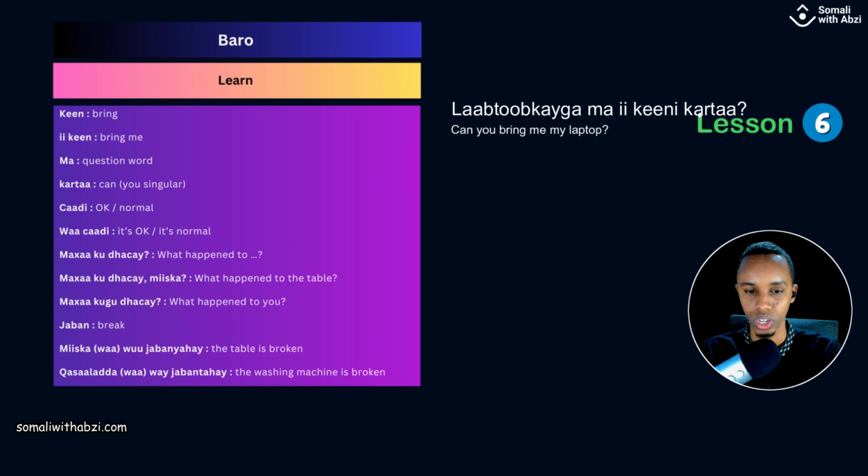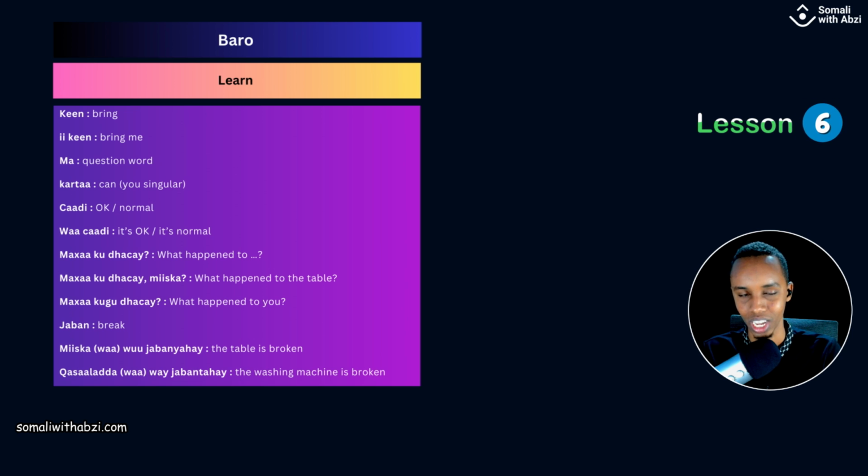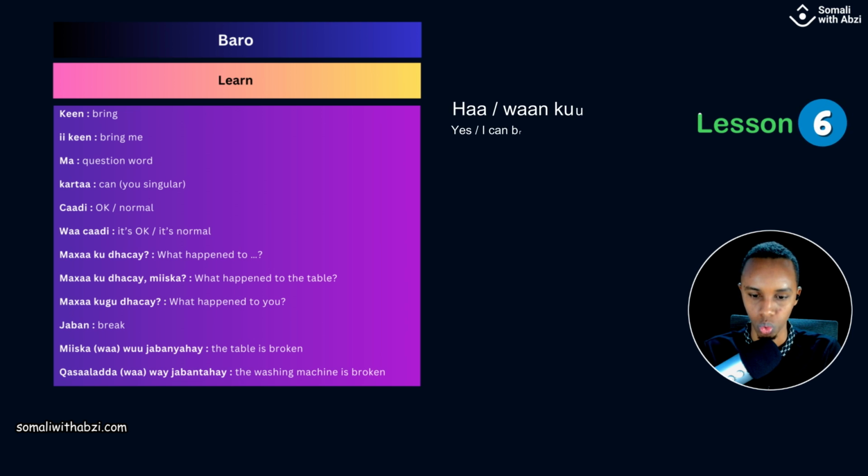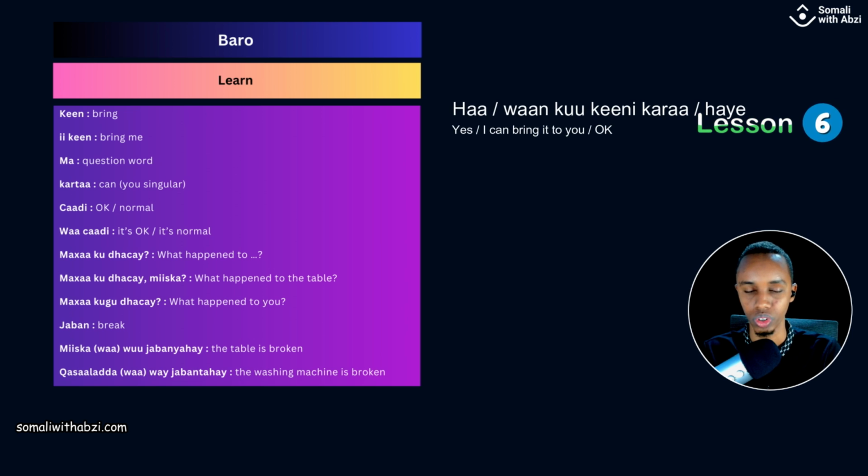So if you're going to answer I can, you need to drop the t: kara. So you can say waan ku keeni karaa, I can bring to you. Or haa, waan ku keeni karaa for a long sentence. But in Somali, we always use the shortened ways. So you can just say haa, or you can just say waan ku keeni karaa, something like that. Or you can just say haye.